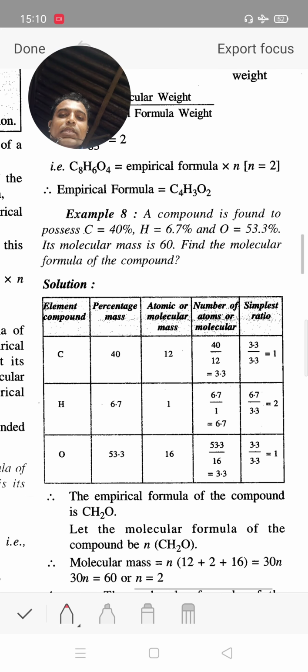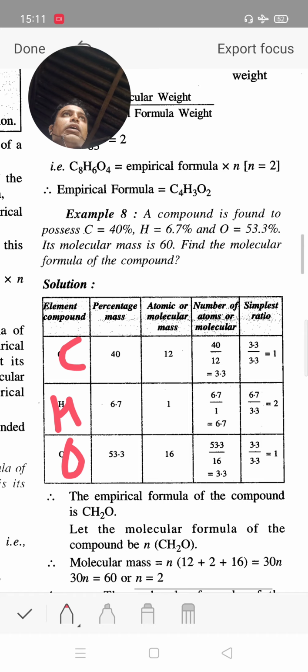Next, students, numericals. A compound is found to possess carbon 40%, hydrogen 6.7% and oxygen 53.3%. Now in this numerical there are carbon, hydrogen and oxygen and their percentages: carbon 40%, hydrogen 6.7% and oxygen 53.3%.